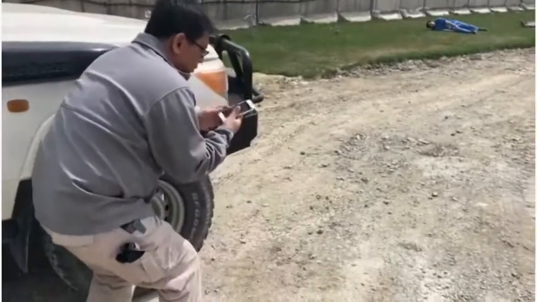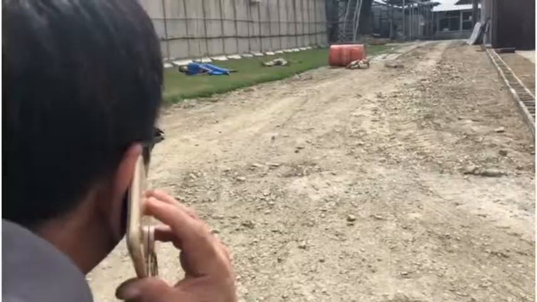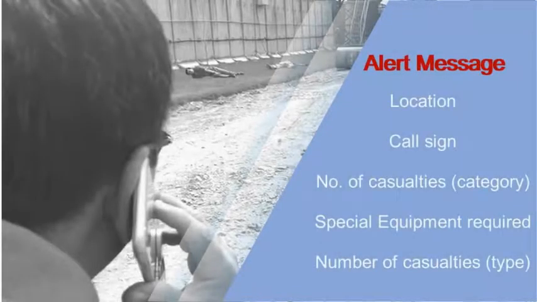Once a proper scene assessment is done, an alert message should be conducted as soon as possible within 2 minutes of the incident in order to activate the casualty evacuation process. An effective alert message should consist of the exact detailed location, first aider call sign, the number of casualties by category, could be urgent, priority, or routine, special equipment required, could be hoist, extrication, or ventilator, and the number of casualties by type, lethal, ambulatory, or escort.